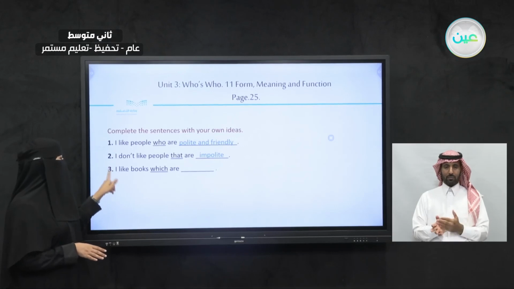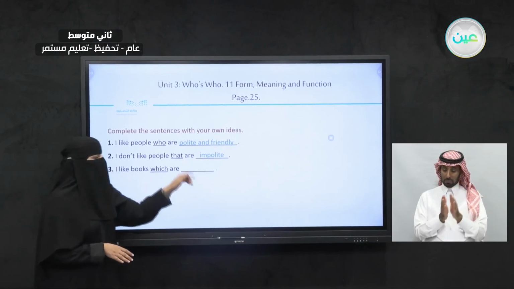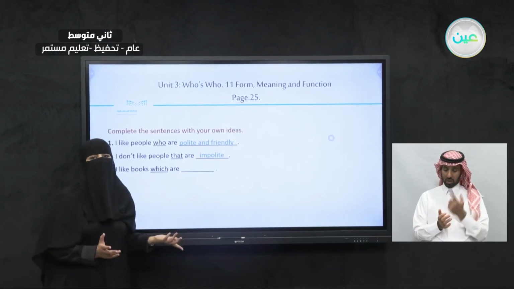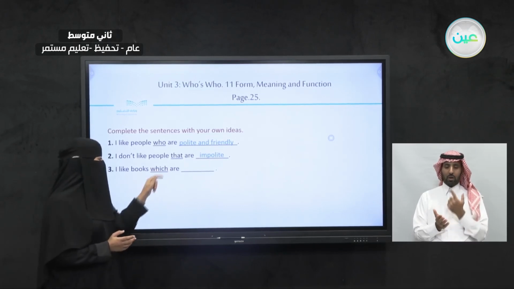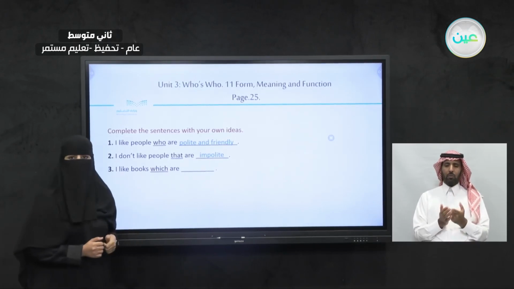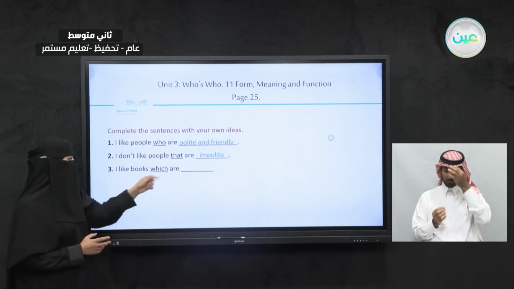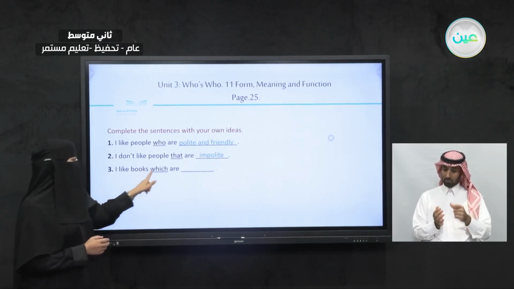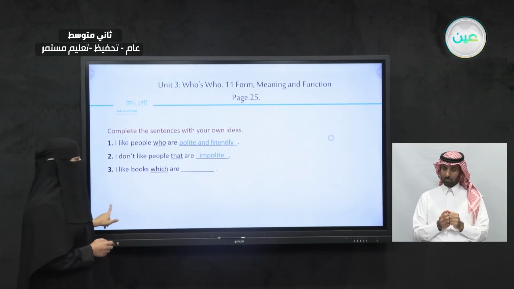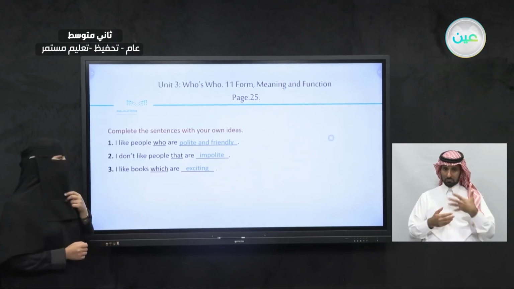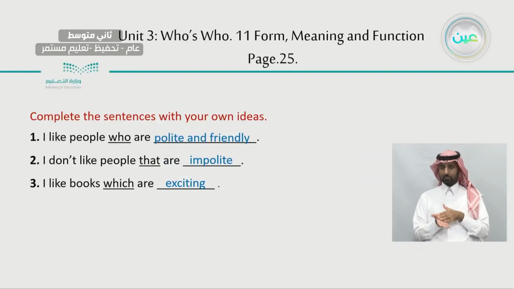Now, the last one, I like books which are what? How can we describe the books? Because we have the word which. It's describing the book, right? We want something to talk about the book. I like books which are exciting, exciting. I like books which are exciting.